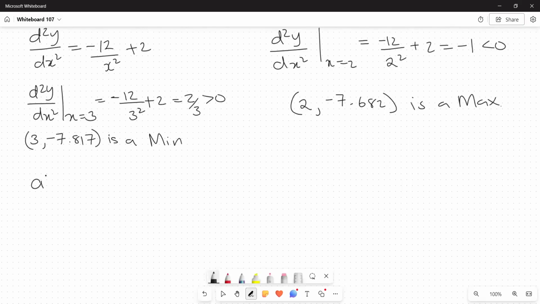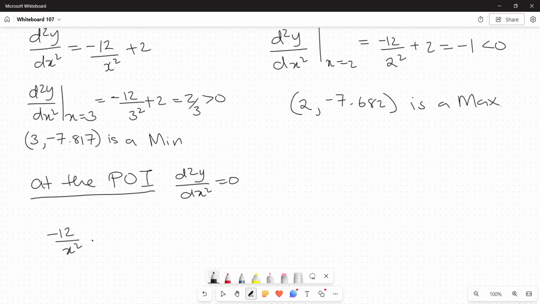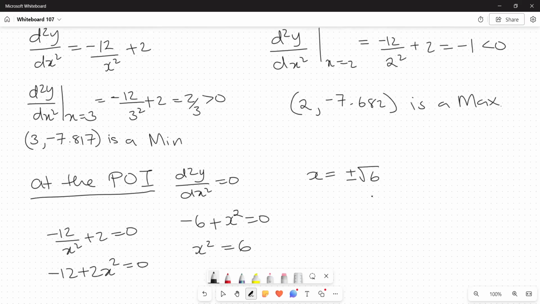So at the point of inflection, the second derivative is equal to 0. So we have minus 12 over x squared plus 2 is equal to 0. We can multiply everything by x squared. So we have minus 12 plus 2x squared is equal to 0. Divide everything by 2, minus 6 plus x squared is equal to 0. So x squared is equal to 6. That means x is equal to plus or minus the square root of 6.